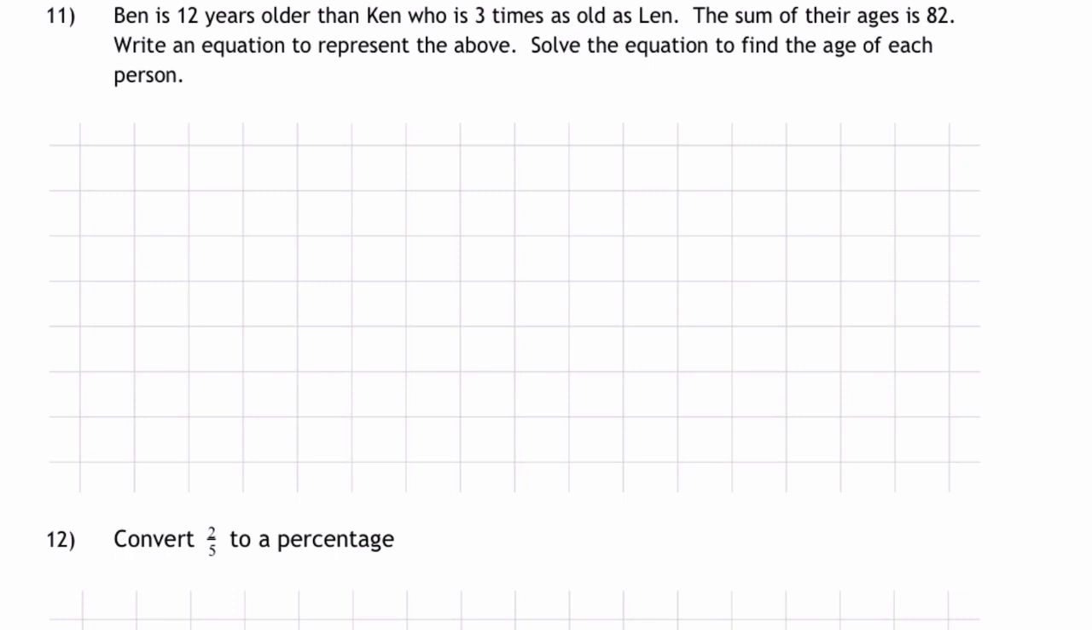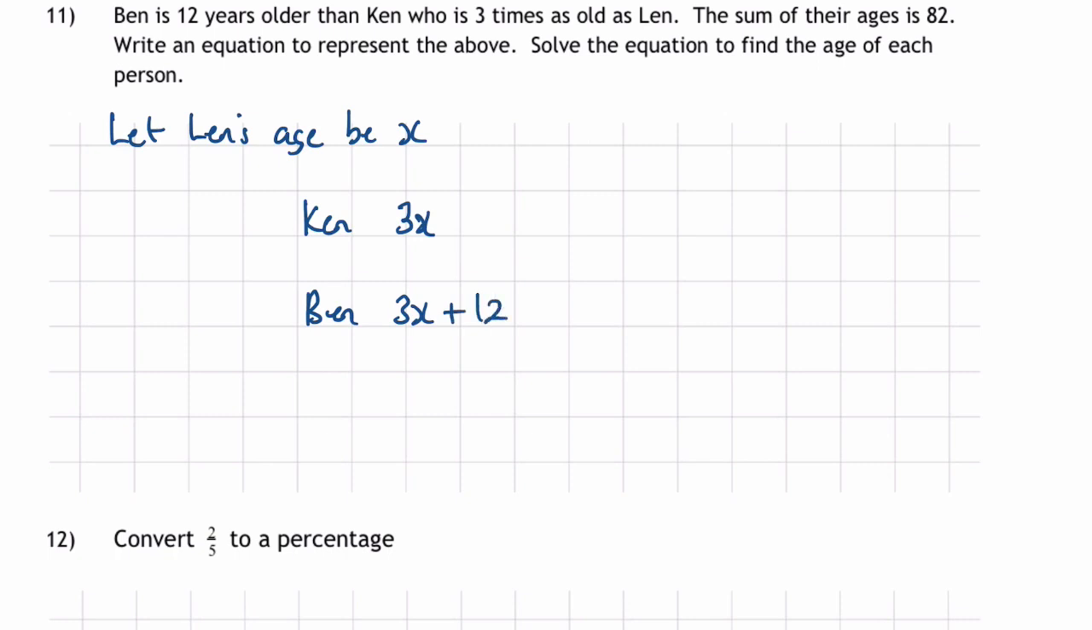And if you recall, I said look for the youngest person or the smallest thing. In this case, it's Len, he's the youngest, so we're going to say let Len's age, and we'll let his age be x. And therefore Ken is 3 times as old, so Ken is 3x, and Ben, well, he's 12 years older than Ken, so he is 3x plus 12.